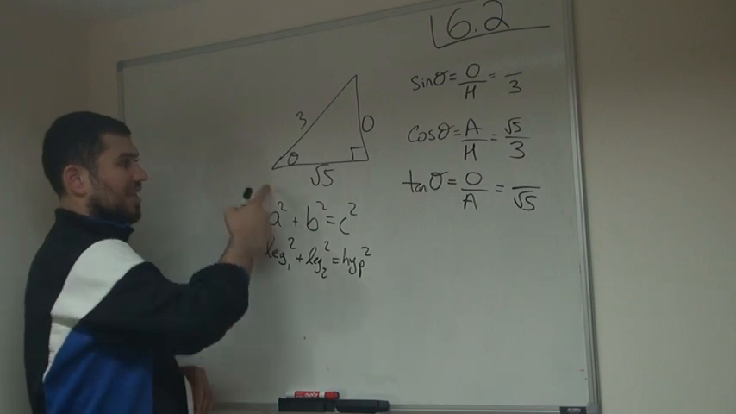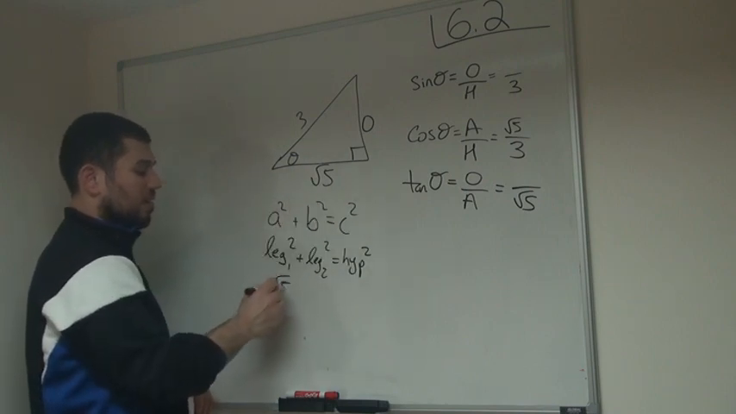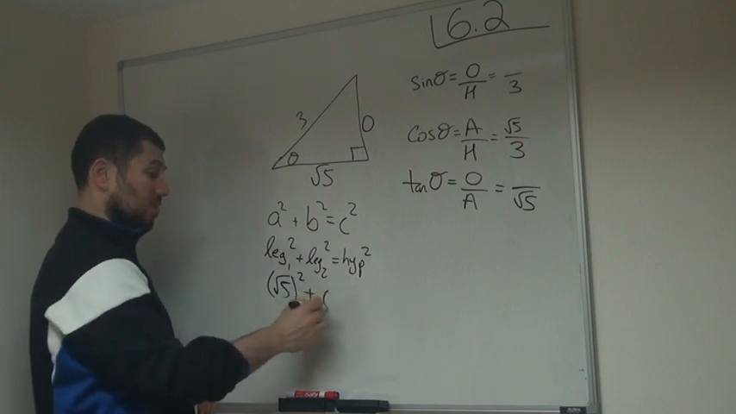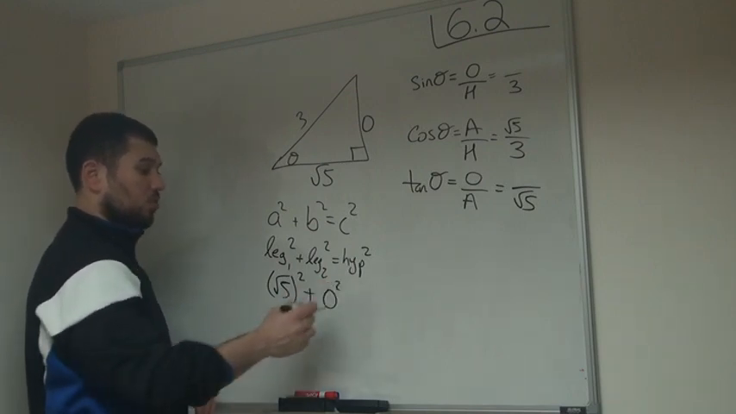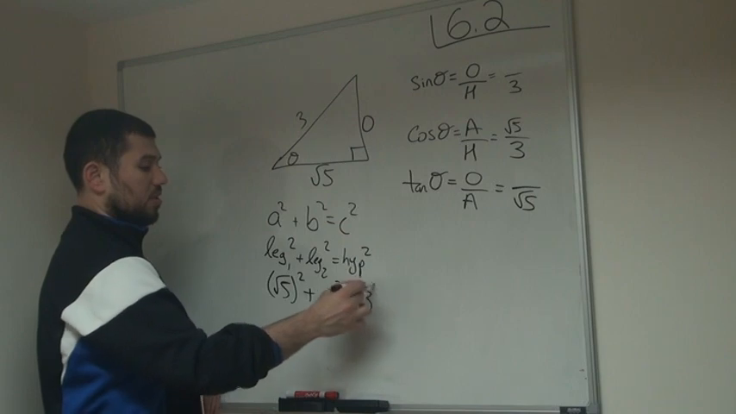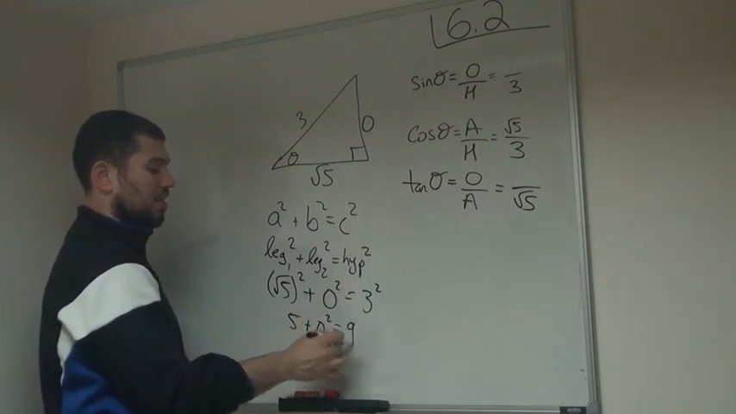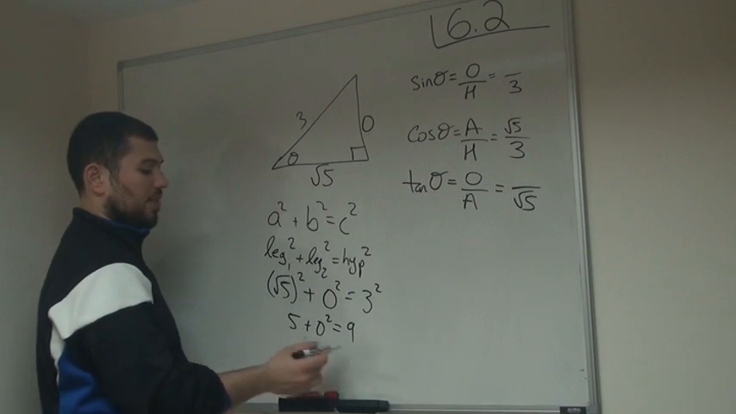So I want leg 1, which is rad 5 squared, plus leg 2, which I don't know, it's o. O squared is 3 squared. 5 plus o squared is 9. O squared is going to be 4.